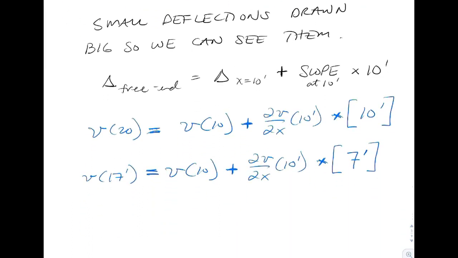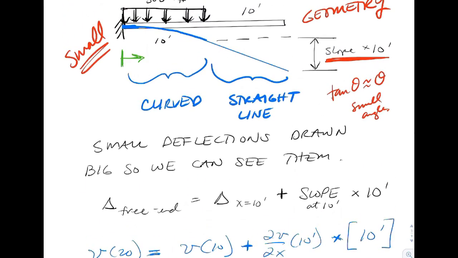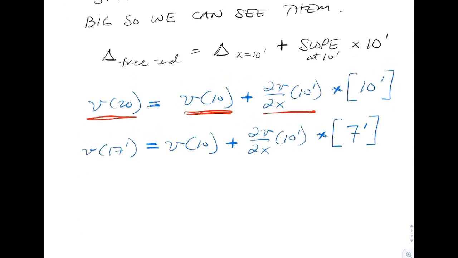So the way that we get out to 20 feet is we take the deflection at 10 feet, which is sitting here, and we're going to add to it the slope at 10 feet multiplied by the distance. And in this case, it happens to be 10 feet. So we multiply slope times distance, and that would get us all the way out to the end of the beam. So there's our slope times 10.